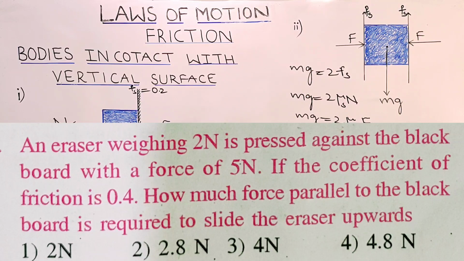An eraser weighing 2 newtons is pressed against the blackboard with a force of 5 newtons. If the coefficient of friction is 0.4, how much force parallel to the blackboard is required to slide the eraser upward?